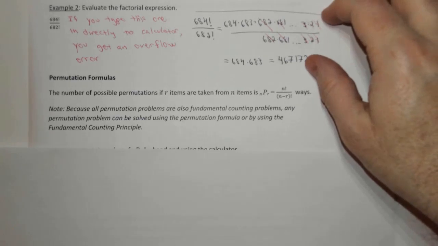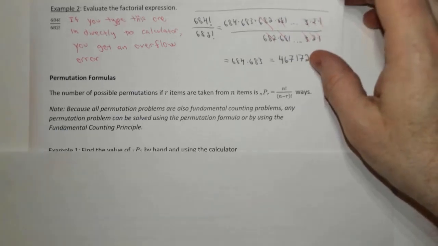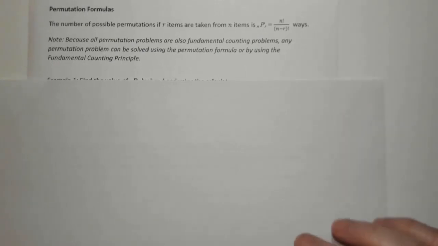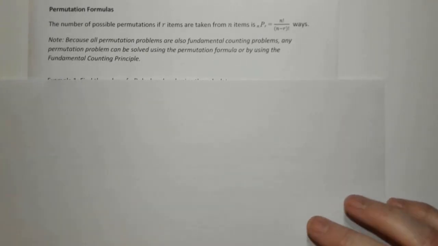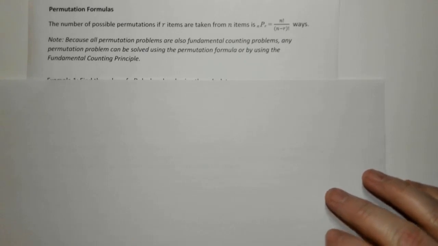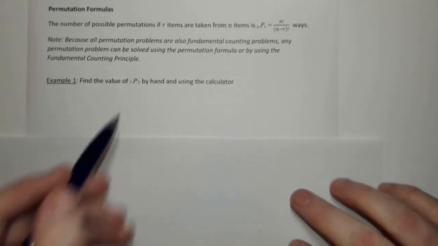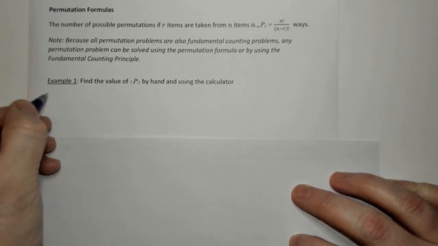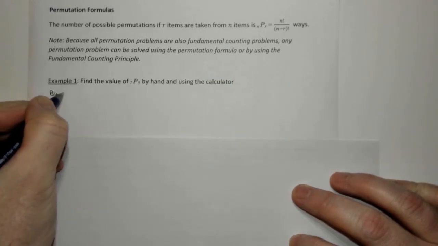Before I do, let me mention that any of these permutation problems can also be done as fundamental counting principle problems. All right, so there's our formula. nPr, n factorial over n minus r factorial. All right, so let's do this one. It says first, do it by hand and the calculator. So by calculator.